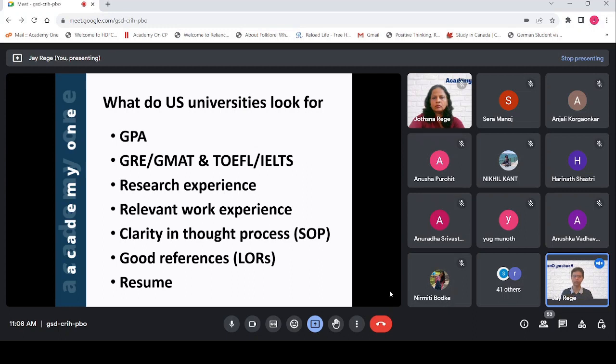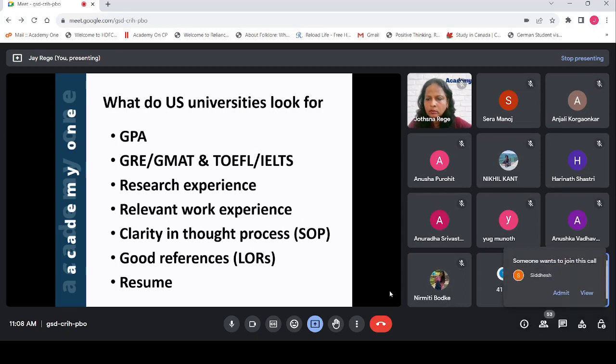So many times students have this notion that although universities in the US follow a very subjective application process, a subjective evaluation process, it is not 100% subjective. That is, it is not that just one component of your profile can help you get admission. For example, if you have a low GPA, low GRE score, but you write an excellent SOP, that is not going to help you get admitted into a US university.